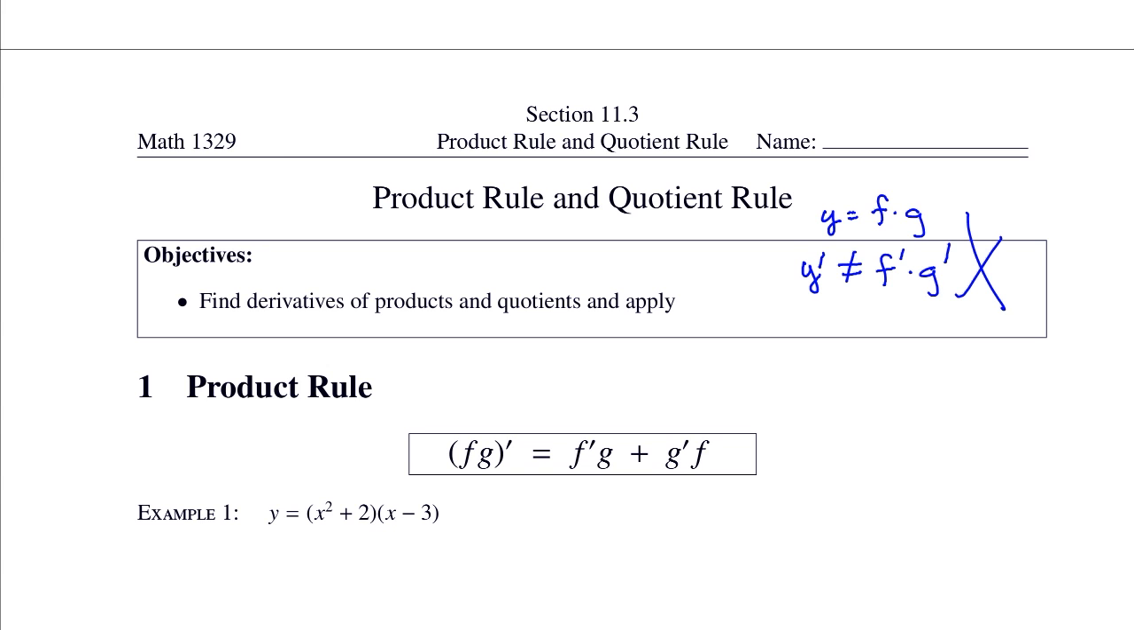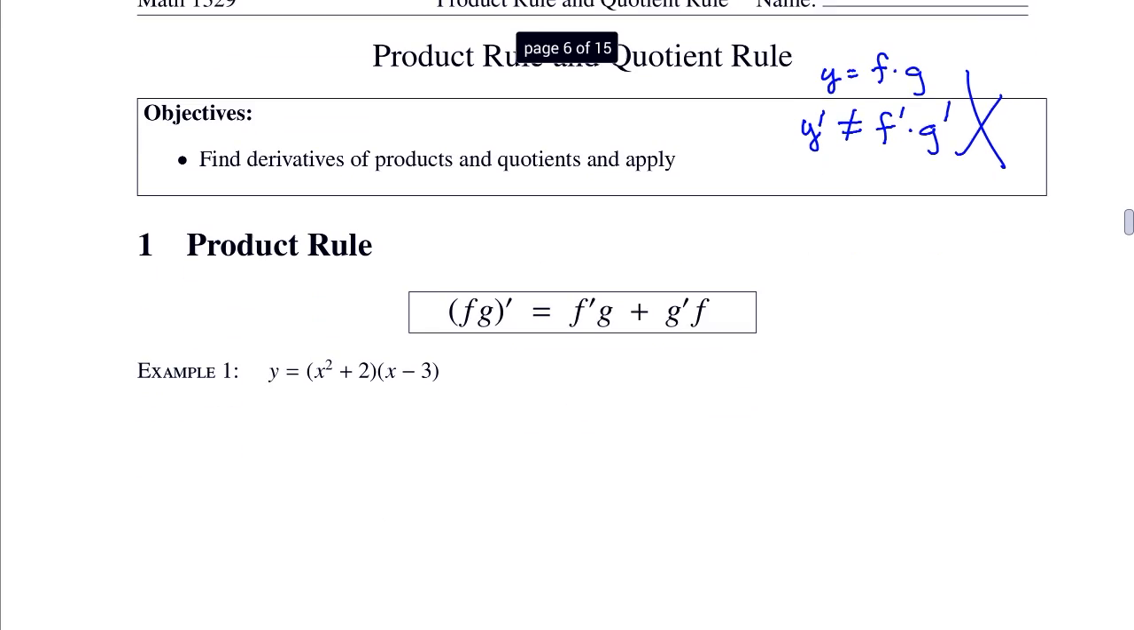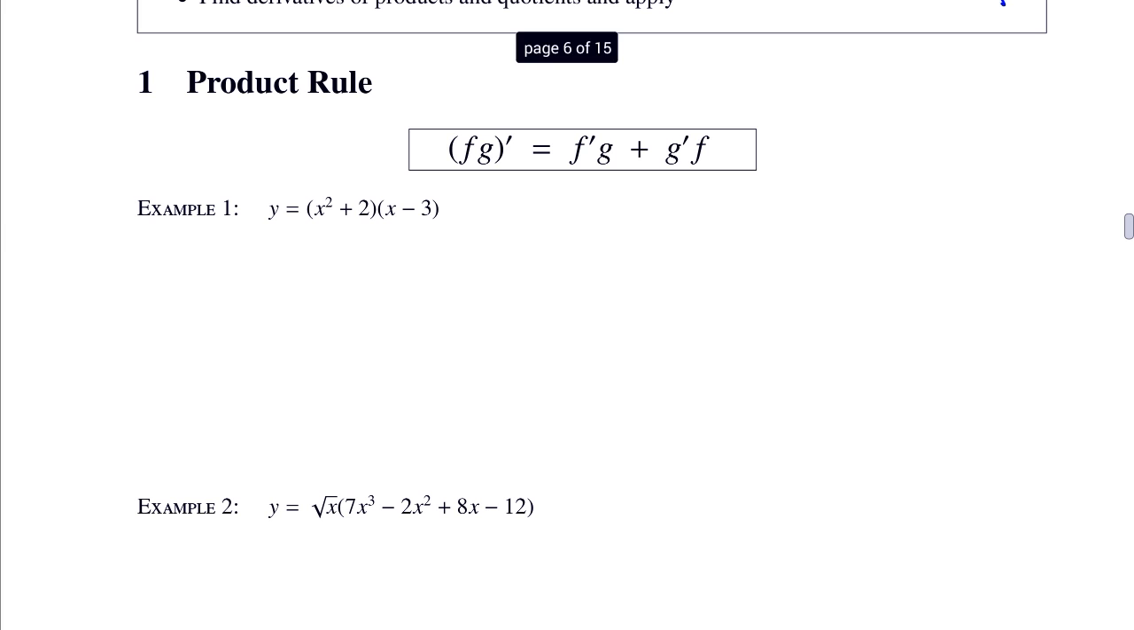It has to do with the limits and where the derivatives come from. So you can't just take the derivative of the two parts and then take their product. Instead, we have to use what we call the product rule. And the product rule is written right here in the box. It says, when you have two functions multiplied together and you take their derivative, then you get f prime g plus g prime f.